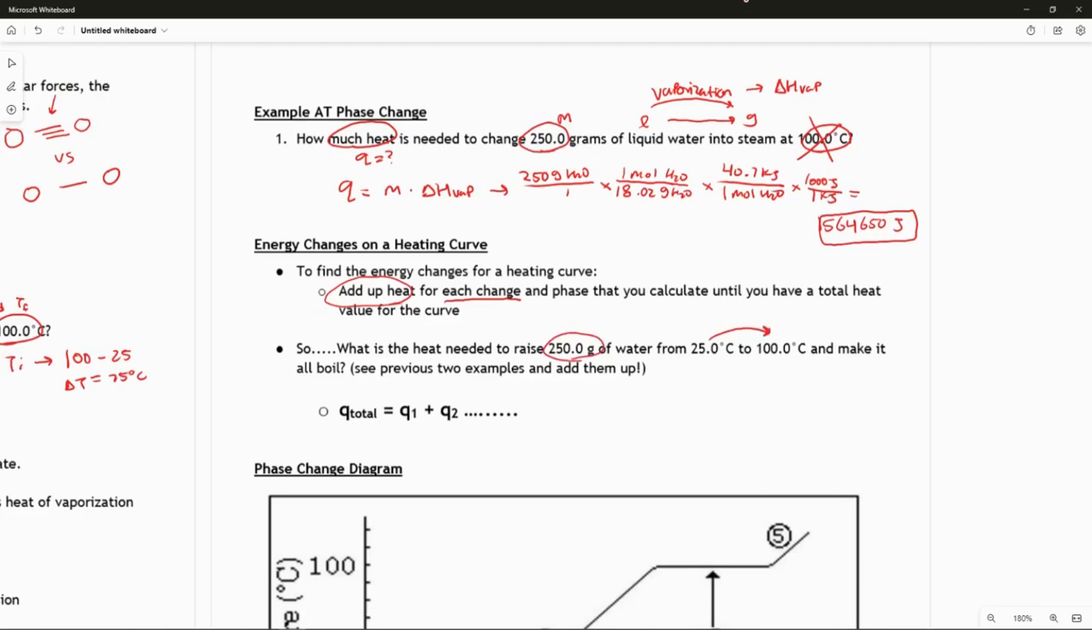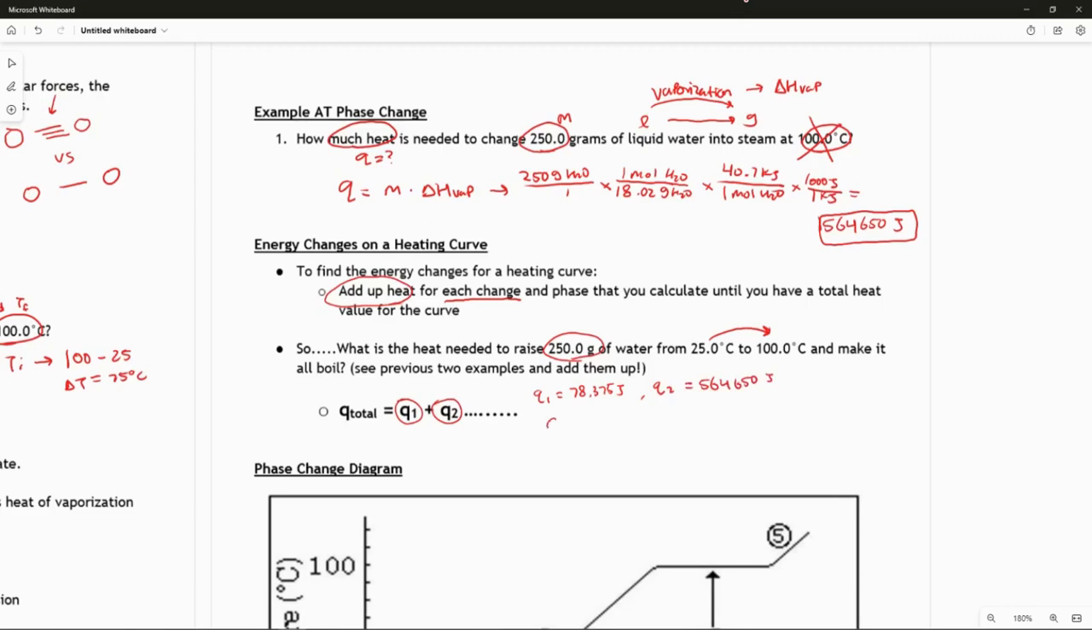See, what we did was calculate the two parts, Q1 and Q2, needed in separate questions. So the value of Q1 we calculated was 78,375 joules. Let's write this down. Q1 equals 78,375 joules. And we know that Q2 is right above. Q2 we calculated as 654,650 joules.